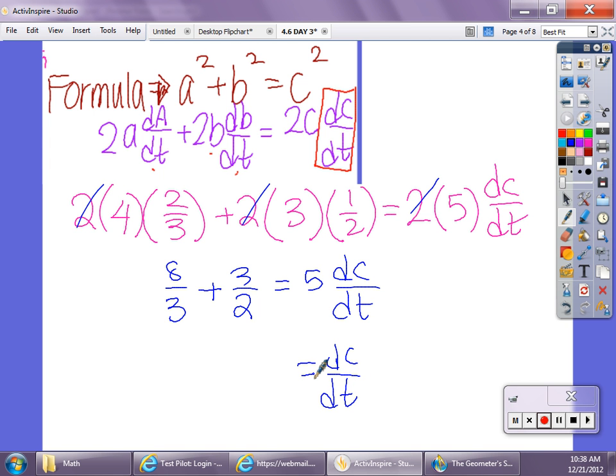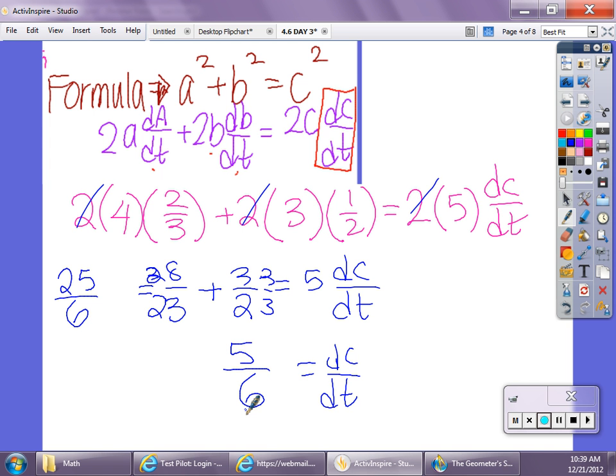So here we get 16. I'm going to actually go this way. So multiply that by 3/3. No, just kidding, 2/2. This by 3/3. So we get 16 plus 9. Is that 25/6? All right. And then I'm going to divide by 5. So I actually get 5/6.